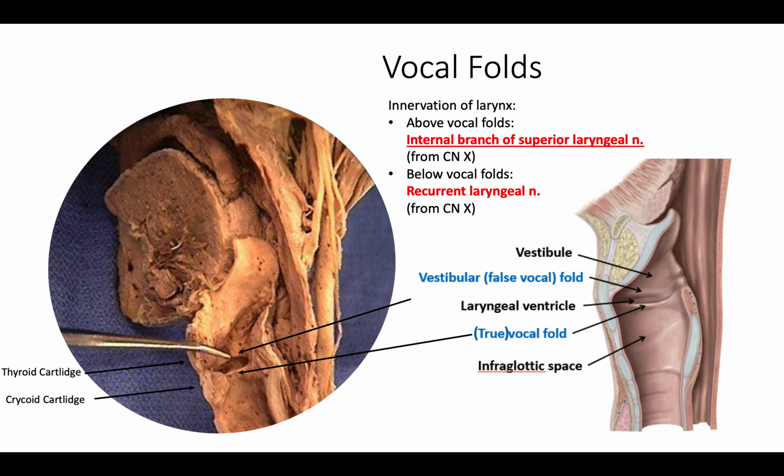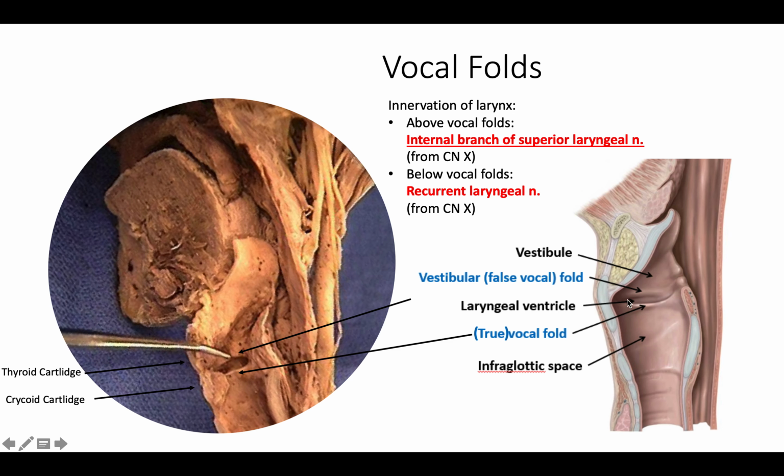Okay, so moving on to vocal folds. Above the vocal folds, again, is the internal branch of superior laryngeal. And then below is recurrent laryngeal. And remember, both of these come from cranial nerve 10. And so we've got our vestibular fold, which is the false fold, and then the true fold is underneath. In between is our laryngeal ventricle. And then below that is our infraglottal space. And it's infra, so it's below.